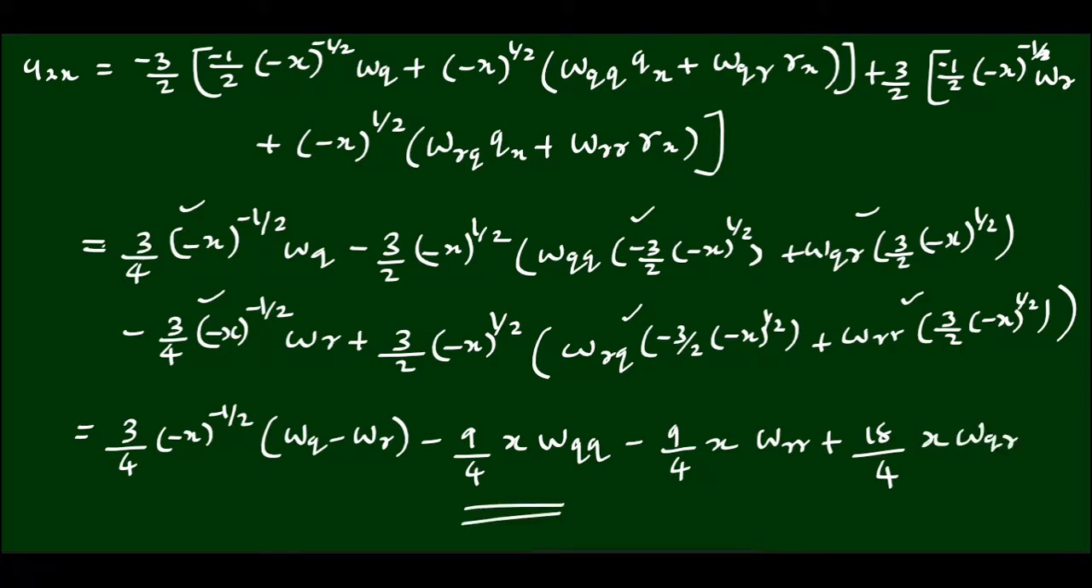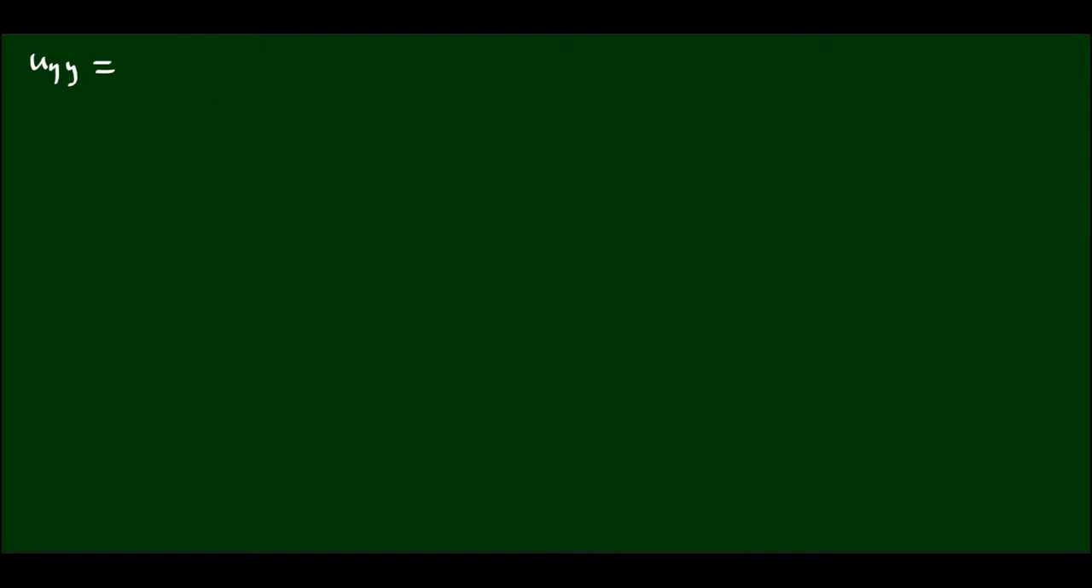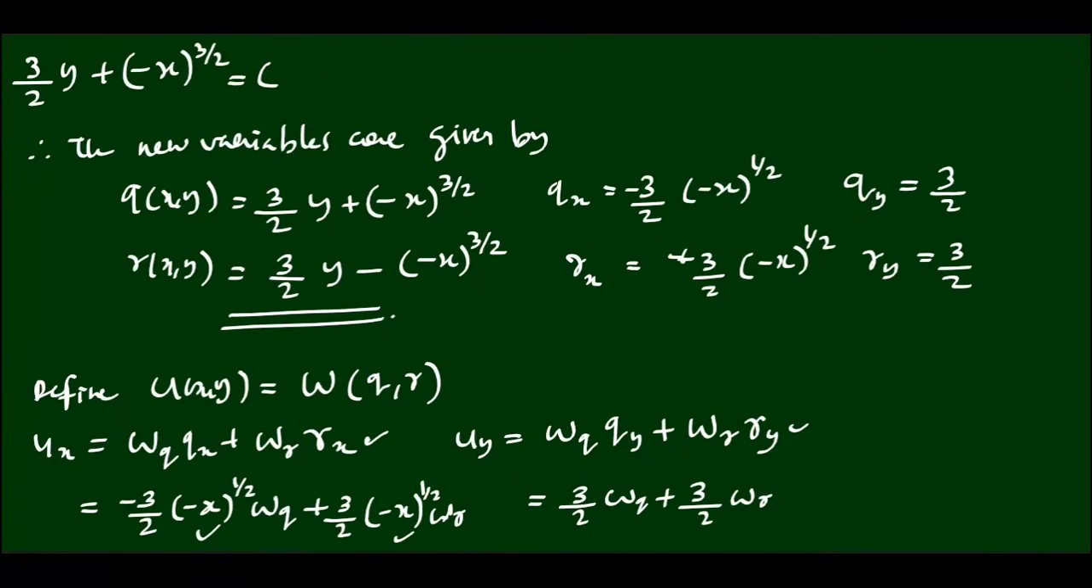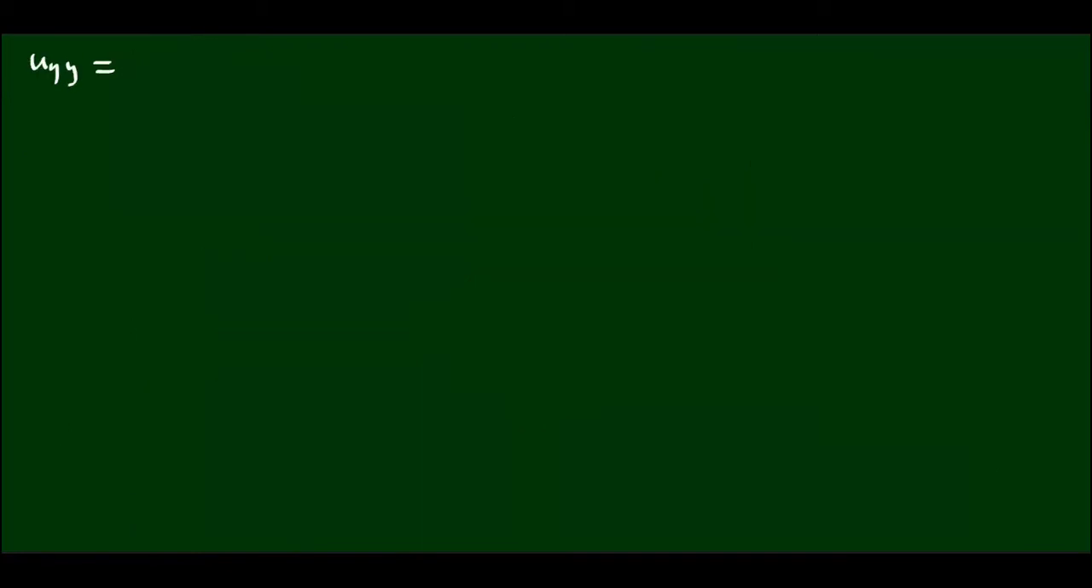Now we calculate uyy. Uyy will be equal to derivative of uy with respect to y. We have uy equal to 3 by 2 into wq plus 3 by 2 into wr, which will be equal to 3 by 2 into wq plus wr. So we are going to differentiate this term. So uyy will become 3 by 2 into derivative of wq plus wr with respect to y.